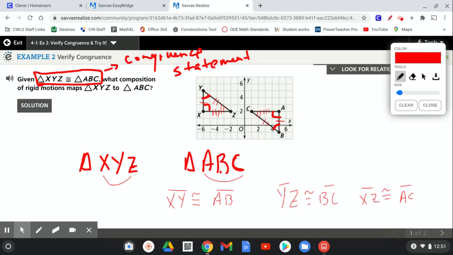So guys, this is basically the whole chapter: just matching things up based on the picture or based on the congruence statement and the way that it's written, okay? We've been talking about rigid motions that have congruent transformations. So for this, we're going to continue on with congruent figures and specifically congruent triangles.